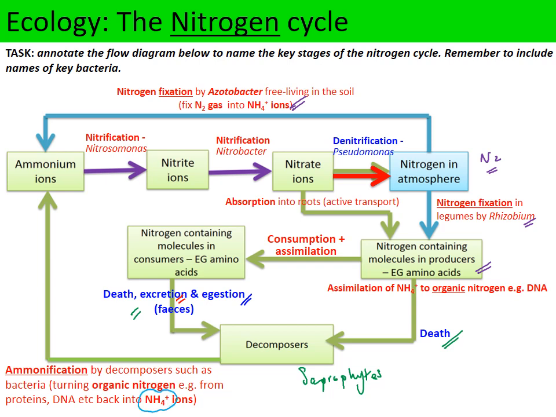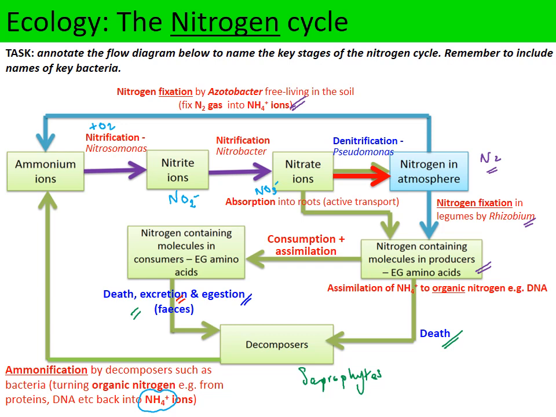We know most plants absorb nitrate ions through their roots, so the ammonium ions are converted by Nitrosomonas to nitrite ions, so NO2 minus, and that's an oxidation reaction. So these are obligate aerobes because they require oxygen for aerobic respiration. The nitrite ions in the soil are converted to nitrate ions, so we can go NO3 minus, by Nitrobacter.